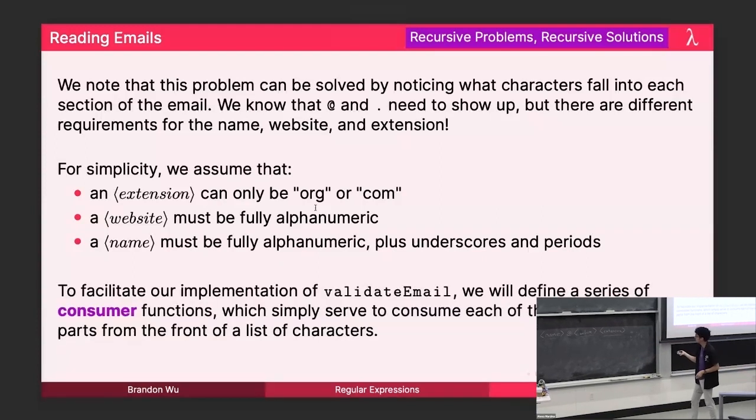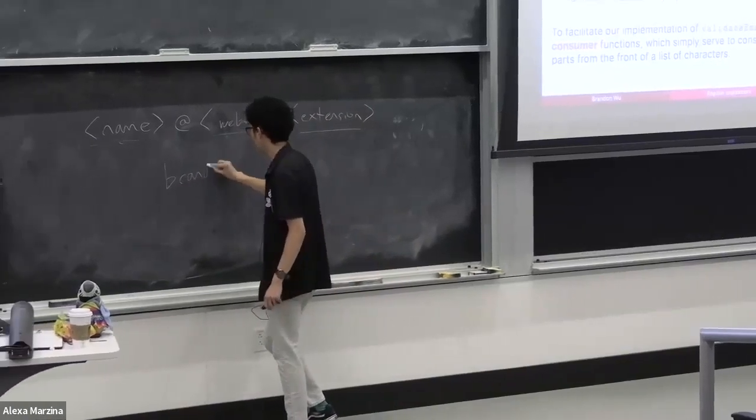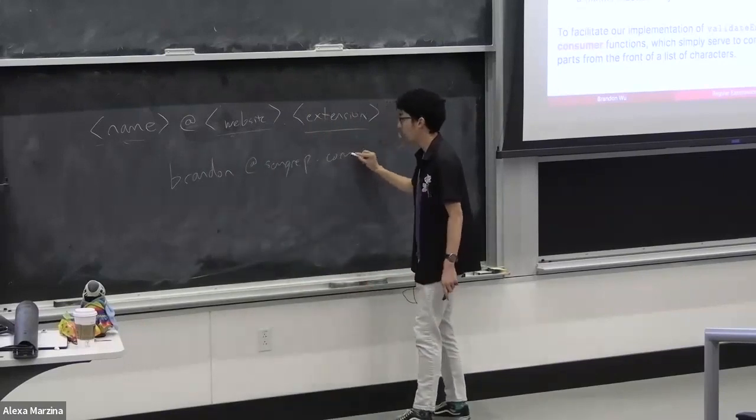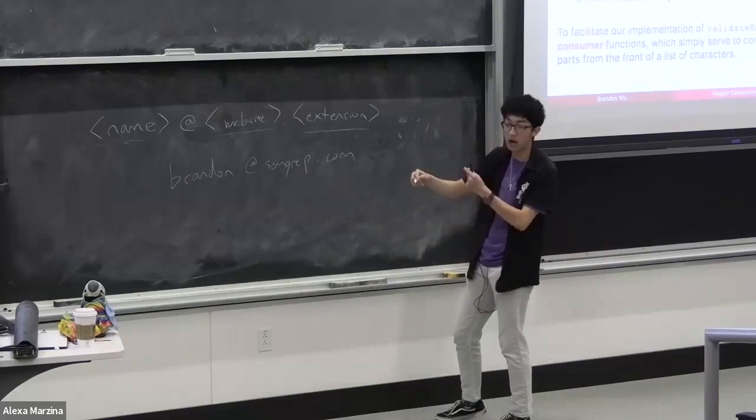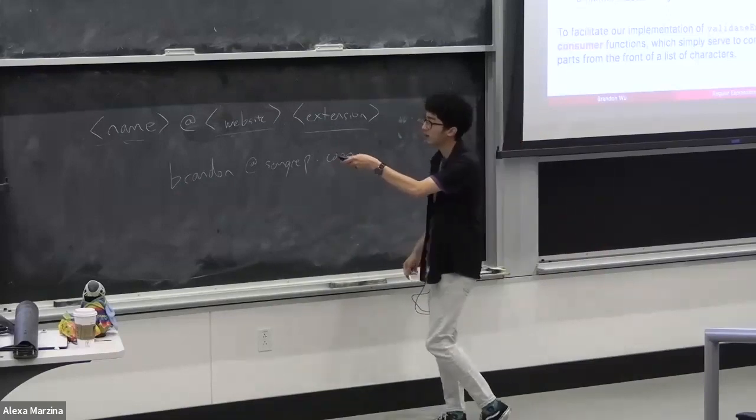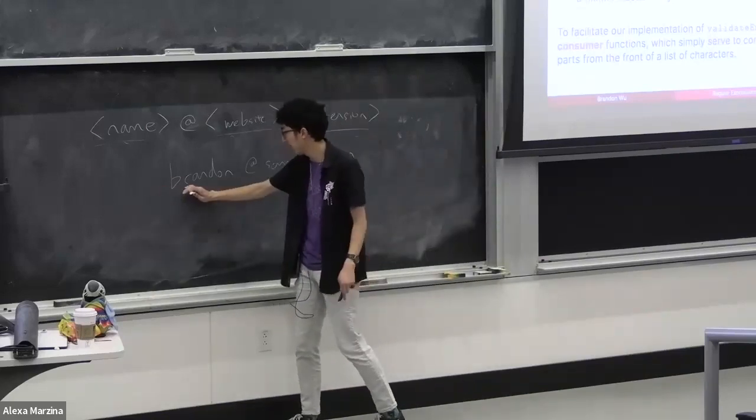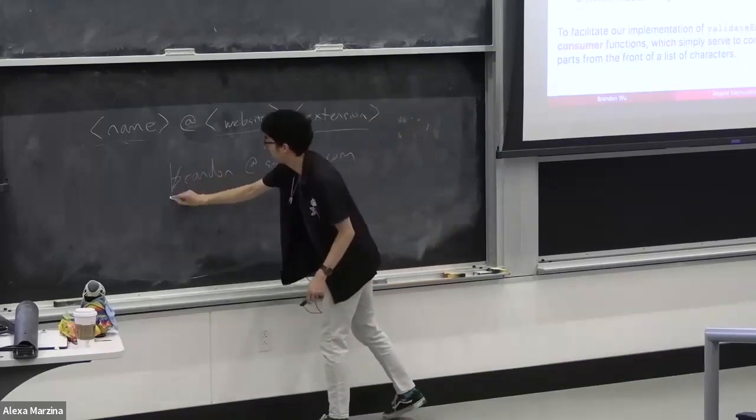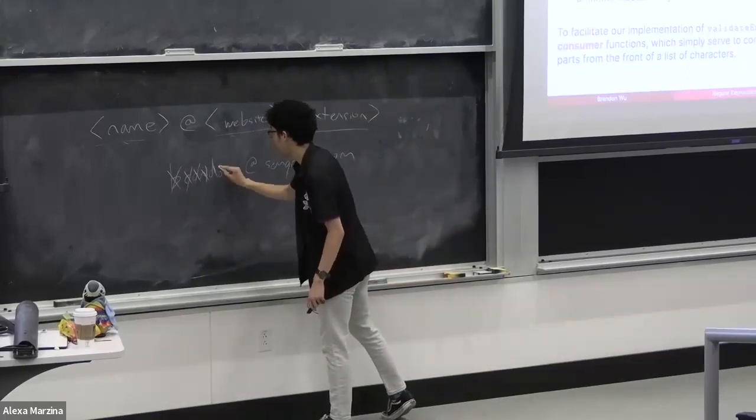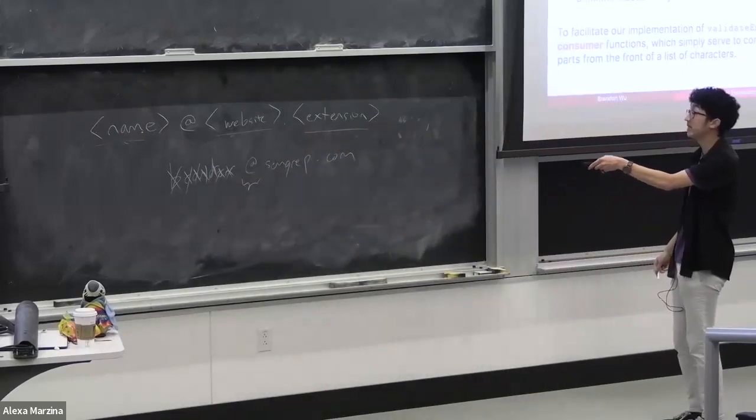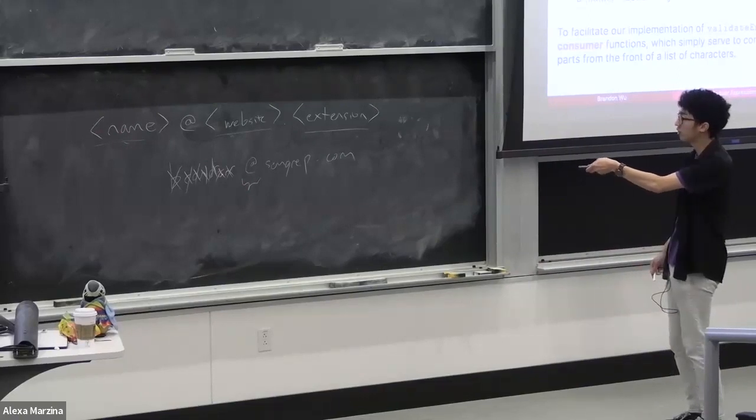To fully implement this function, we're going to define some functions called consumer functions. The idea behind consumer functions is if you give me an email, like if you give me my work email, then I want to turn this string into a character list, and I want to pop off characters that match the thing I'm trying to validate, that thing I'm trying to consume. So if I'm trying to consume names, well, names can be any sequence of alphanumeric characters. So I would take off all of the B-R-A-N-D-O-N, until I get to this at, at which point I would say, oh, that's not a name, so I'd stop. So we're going to define a function that does that.